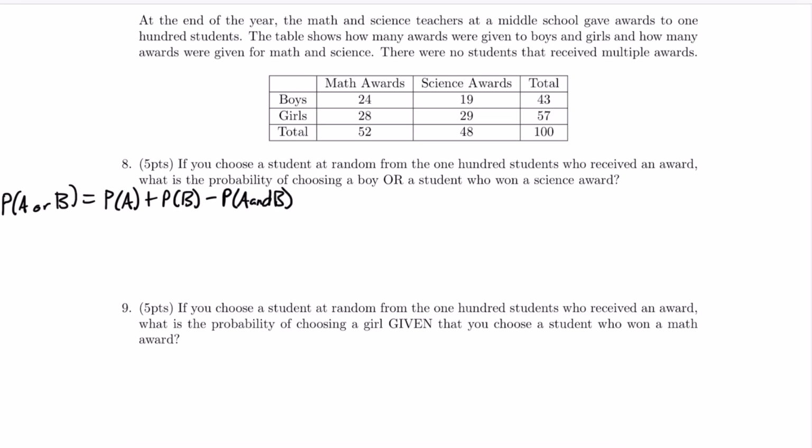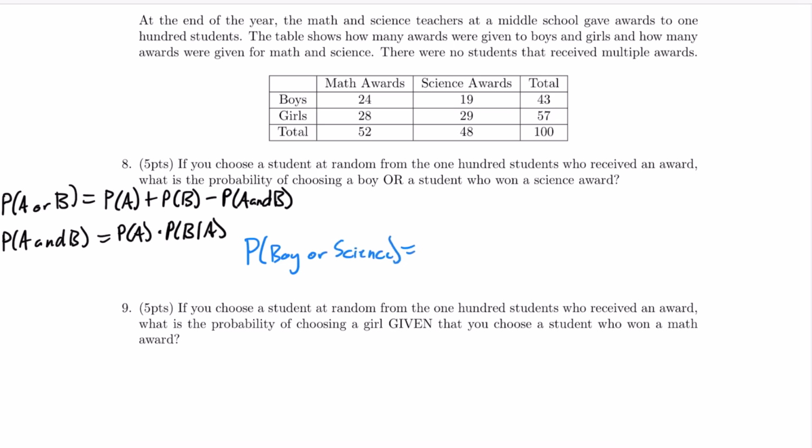And then the AND formula says the probability of A and B happening together is the probability of A times the probability of B happening, assuming that A happens. So we're going to use the OR formula, which includes the AND formula. So we're going to end up using both of them to answer this question. So we're going to do the probability of choosing a boy or a student who won the science award.